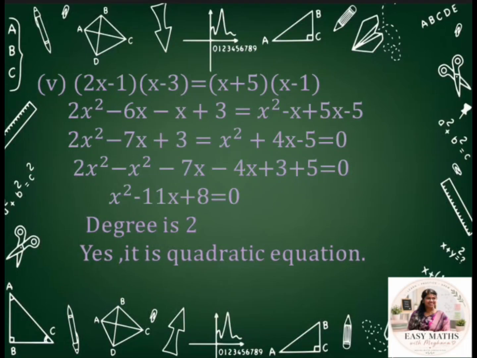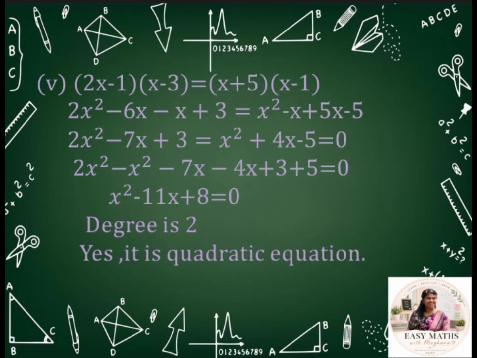In the previous video we discussed exercise 2.1 first main, 4 problems. Now let me continue with the fifth problem: (2x minus 1)(x minus 3) is equal to (x plus 5)(x minus 1).